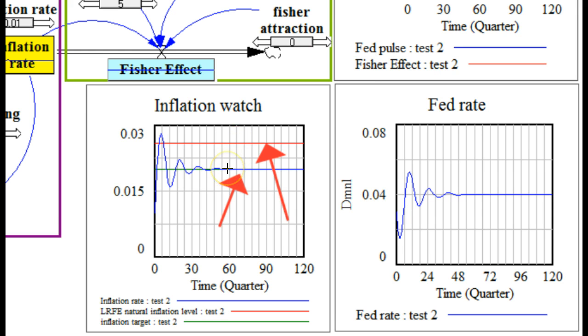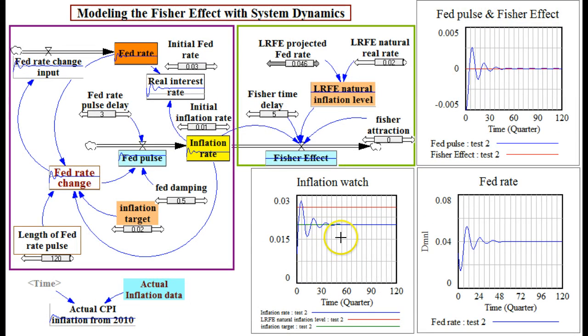But the Fed can keep the inflation rate at this blue line through monetary policy, through changing the Fed rate. But if the Fed was to just stop moving the Fed rate, the economy over time would try to find a way to get inflation to that red line. Okay, so these are the two lines I'm going to be comparing.